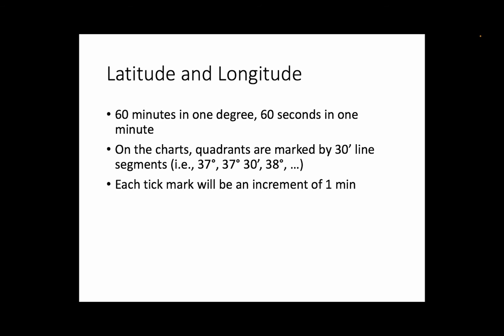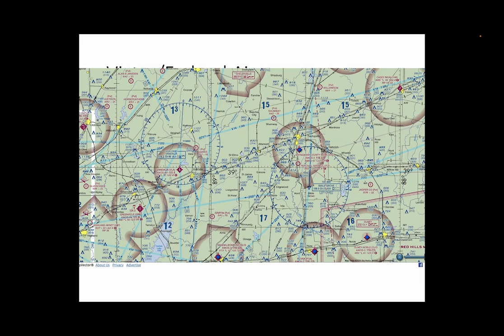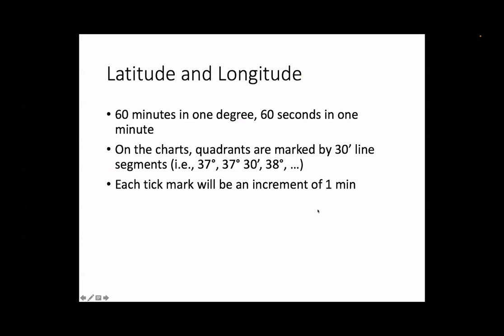And speaking of latitude and longitude, that's coming up right now. So latitude and longitude are marked on the charts by these quadrants. And I'll just back up here for a second. So here we've seen this before. We've got these quadrants marked off. And these are quadrants in latitude and longitude, not UTM, but actual latitude and longitude.